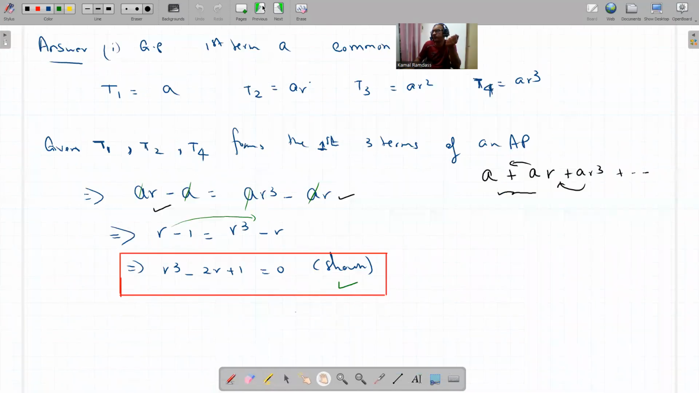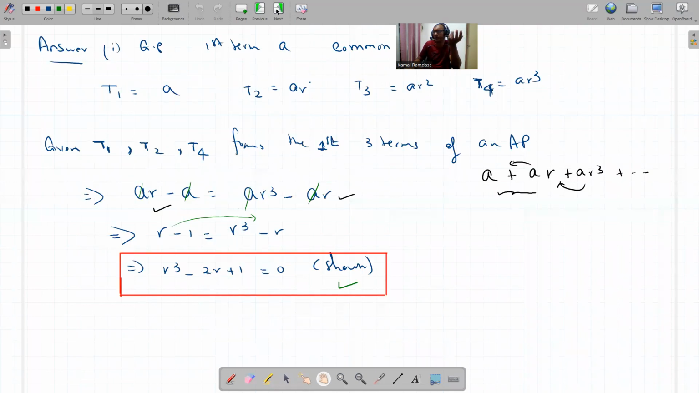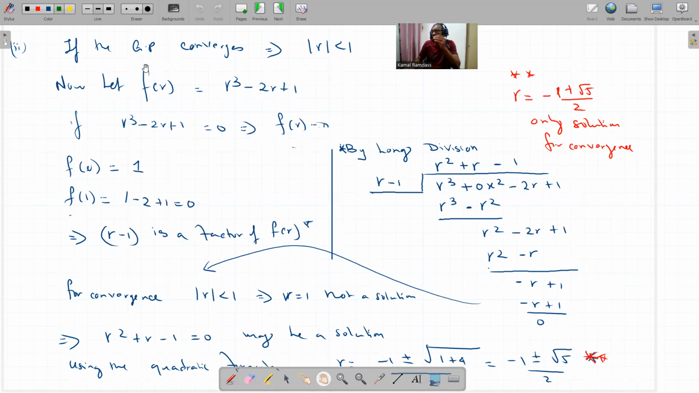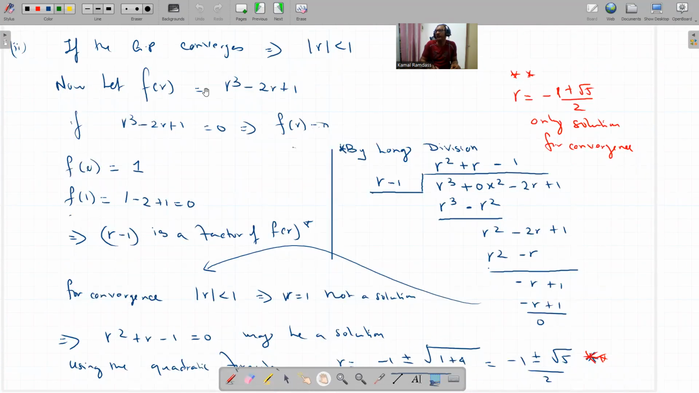Previous. Given that the geometric progression converges, find the exact value of R. If the GP converges, modulus of R is less than 1. OK, we know that. And we have a relation with R: we know that R cubed minus 2R plus 1 is equal to 0, and we call that f of R.